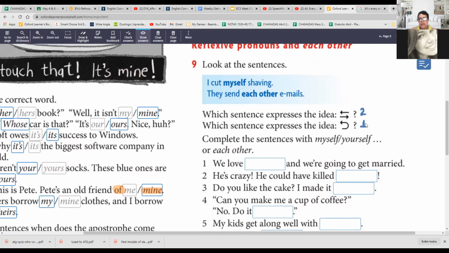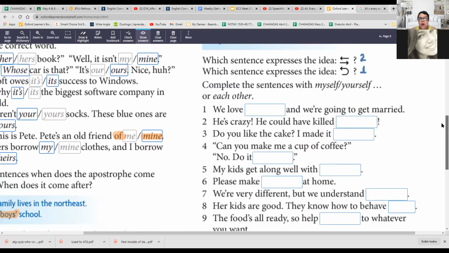Myself is number 1. Yes, of course. This is the idea, okay? It's when I do something to myself. So that's why it's called reflexive pronoun. And the next one, right? The other. Yes, each other. So I sent an email to my friend and my friend sent me another email. So we sent each other emails, okay?